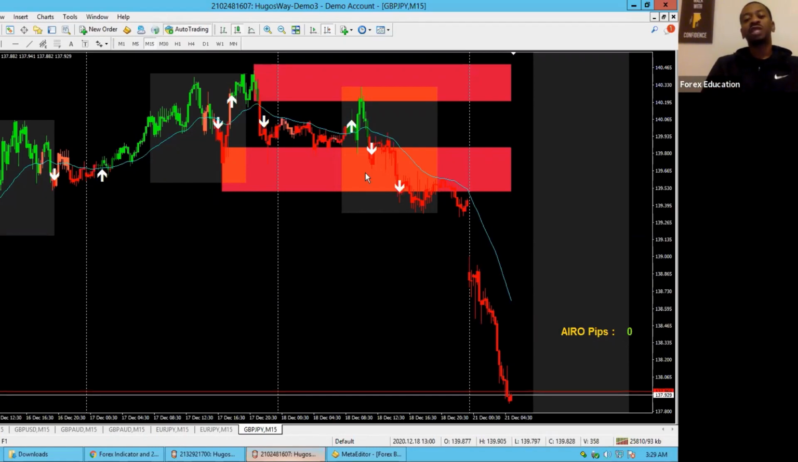All right. Last but not least, you have the arrows, all these white arrows here. These arrows are my specific strategy.